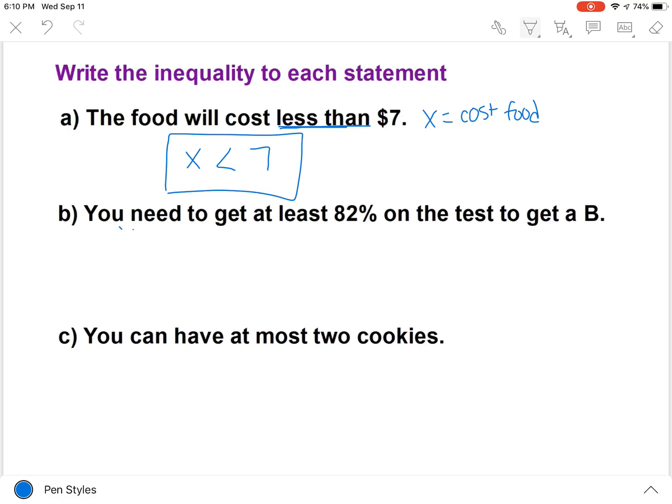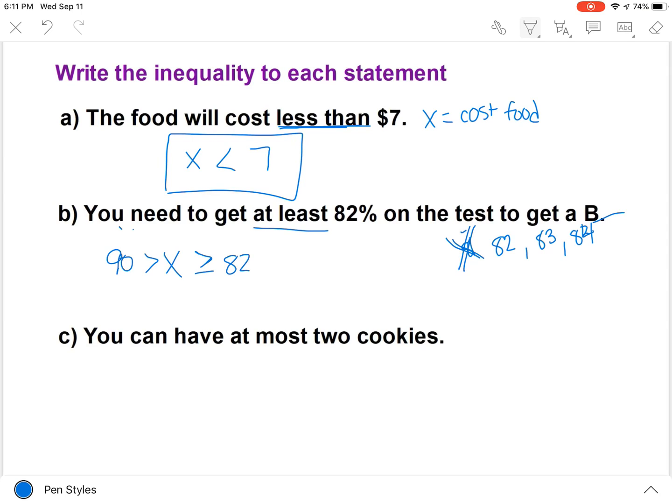Letter B, you need to get at least an 82% on the test to get a B. So let's think about what that means. You could get an 82%, you could get an 83%, you could get an 84%. You couldn't get an 81% because that is not at least an 82. So your grade, X, needs to be greater than or equal to 82%. Okay? And actually, your grade needs to be less than 90%, right? Because if it's up to 90, then it's not a B anymore. It would be an A.